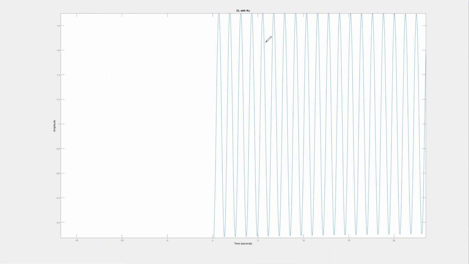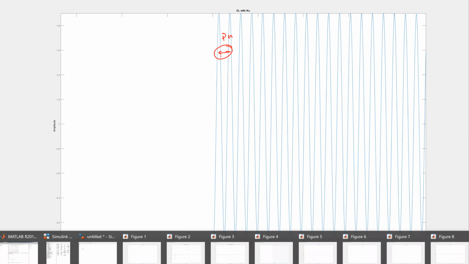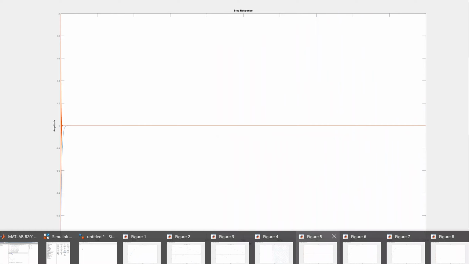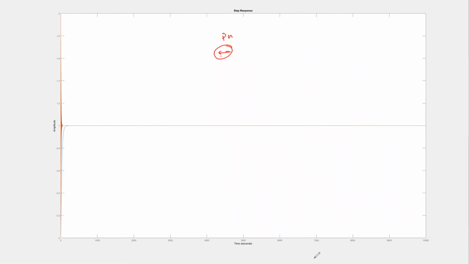So here we could look at the graph too to find our ultimate period, right, is the distance between here. And the ultimate gain was the gain that caused the system to have this oscillation. If I simulate this system, then what I get is this response.